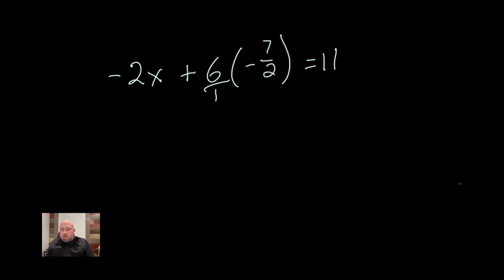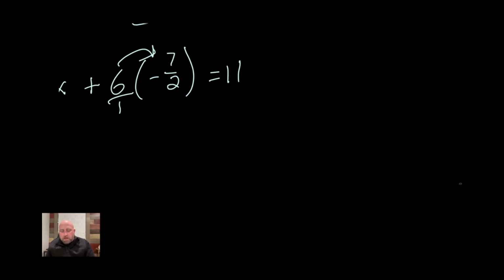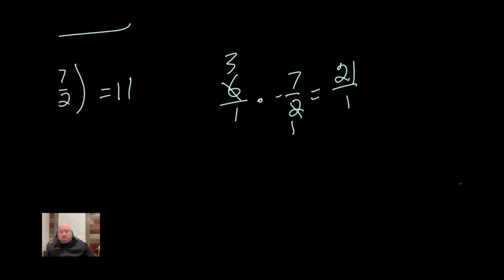All right, so now I want to multiply my 6 over 1 times negative 7 over 2. Okay, how do I do that? Well, if you need to, you can come over here and actually do that. So 6 over 1 times negative 7 over 2. And you can cancel and do all the things. So that cancels. This is a 3. 3 times 7 is a 21. And don't forget that this is a negative 21 over 1, or equals negative 21.